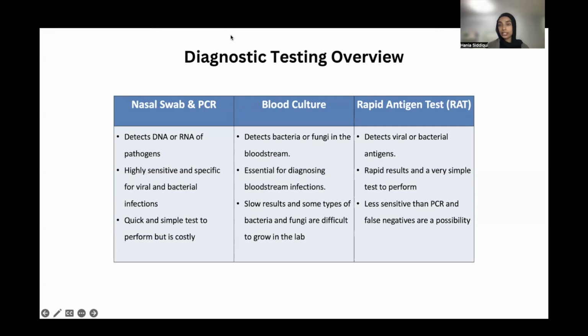For a rapid antigen test, it detects viral or bacterial antigens. Results are rapid, which is great, and it's a very simple test to perform, but it's less sensitive than PCR, and false negatives are also a possibility.